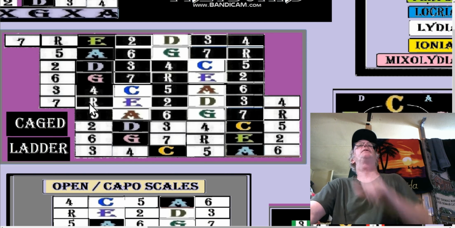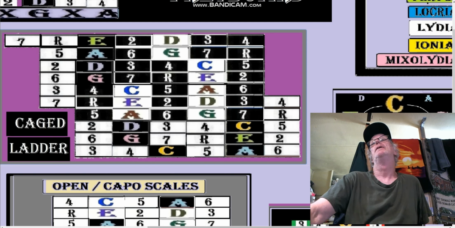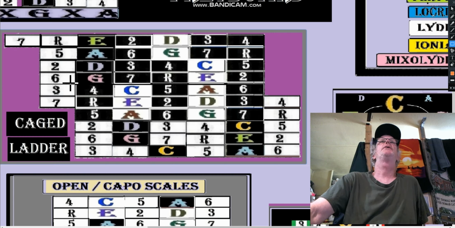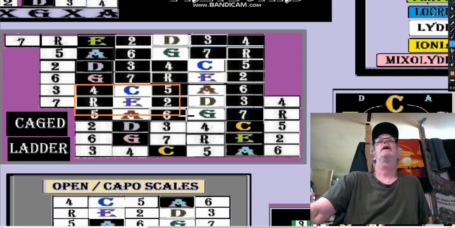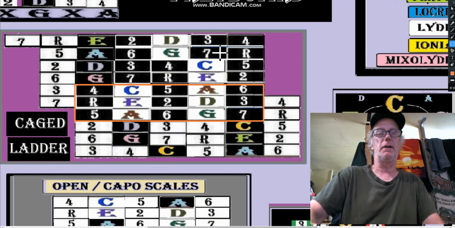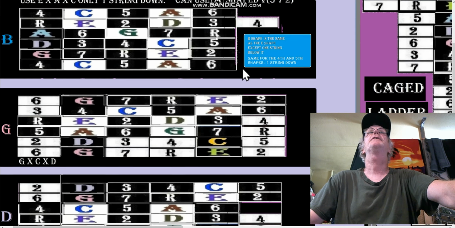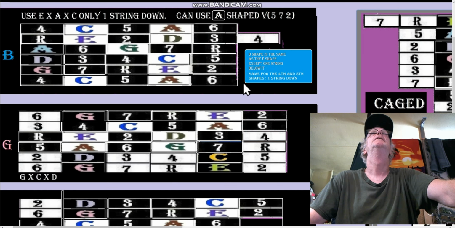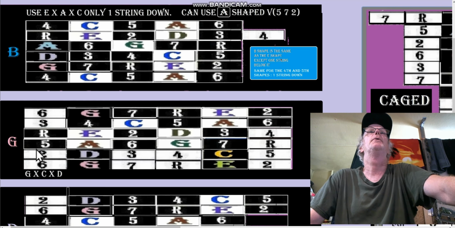So what we do with the CAGED ladder is, out of this wonderful pattern, we're going to recognize and focus on these 9 notes: 5, 6, 7, root, 2, 3, 4, 5, 6. We're going to use that pattern to get these guys over to the right. Well, that's what's going on. Okay, so before we get to B, which is going to be fun, now it's going to be fun now that we're doing G.